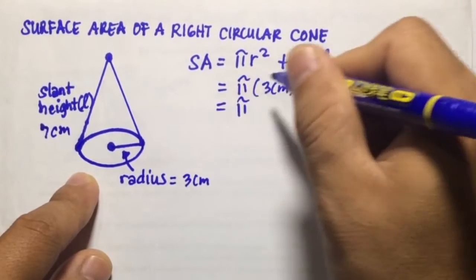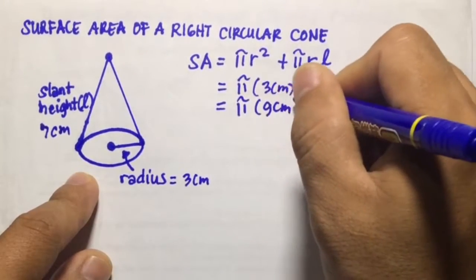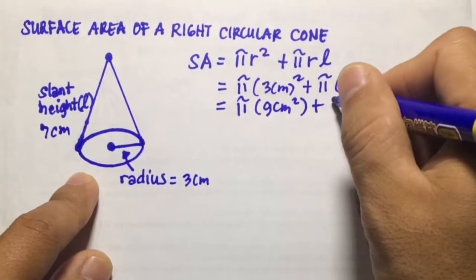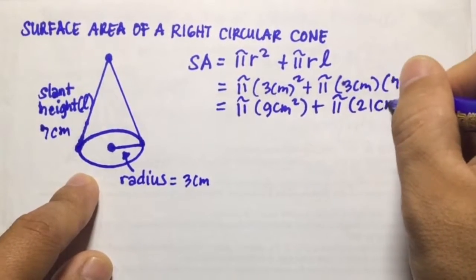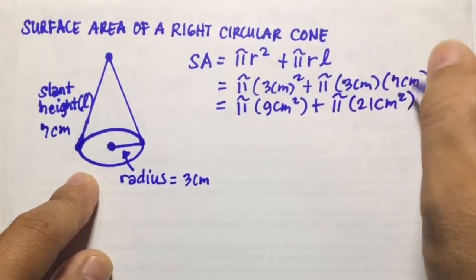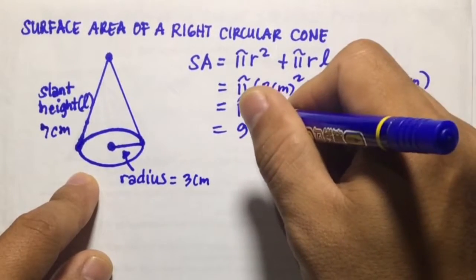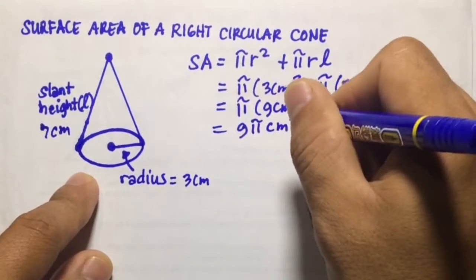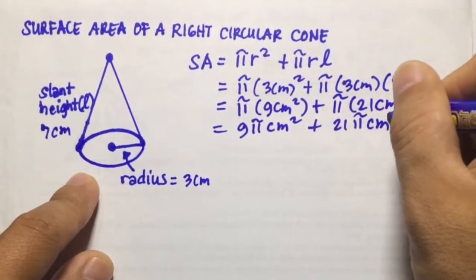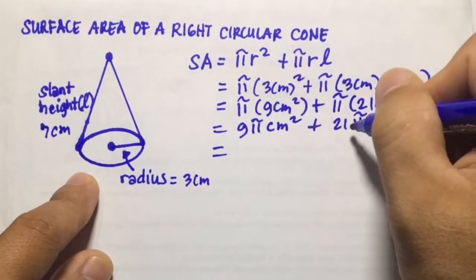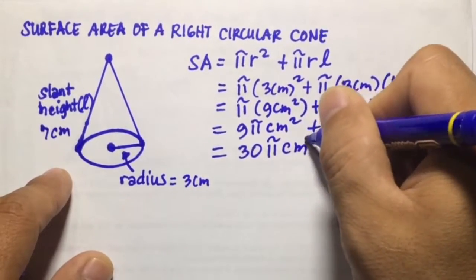Then this is pi. 3 cm squared is 9 cm squared, so times 9 cm squared. Then this is plus pi. Then 3 times 7 is 21, so times 21 cm squared. So 9 cm squared times pi is 9 pi centimeters squared. Then this is 21 pi centimeters squared. Then 9 plus 21 is 30. Then pi cm squared.